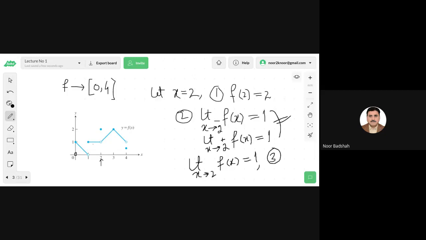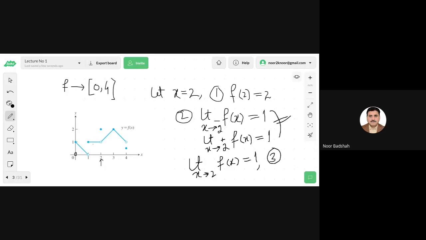A hole means the value at that point is not defined. A hole means the value at that point is not defined, or it is defined differently. You see, this is the hole. So following the pattern of the graph, the value at x equal to 2 should be this point, but it is given that no, at this point the value is not this one, it is something different, this one. The hole means the value is not there, the value is somewhere else, or it might not be defined.